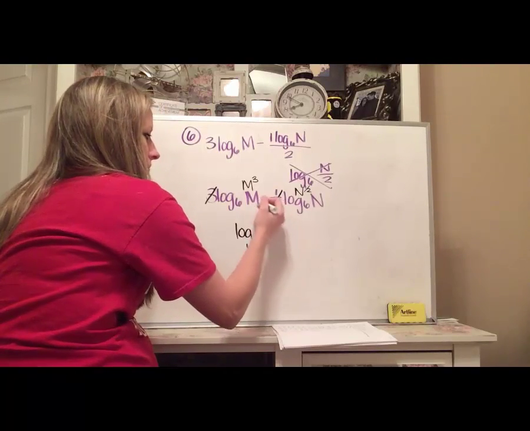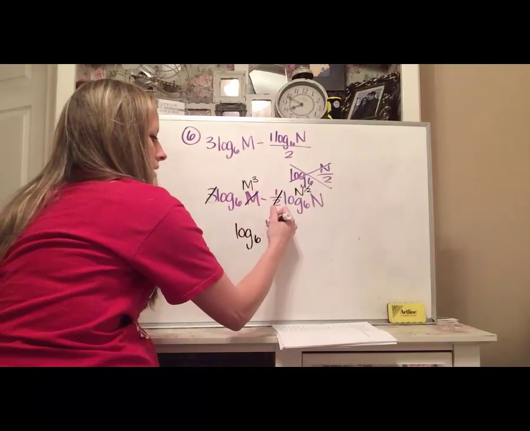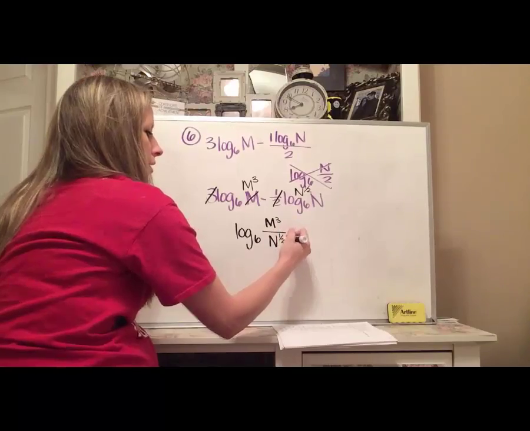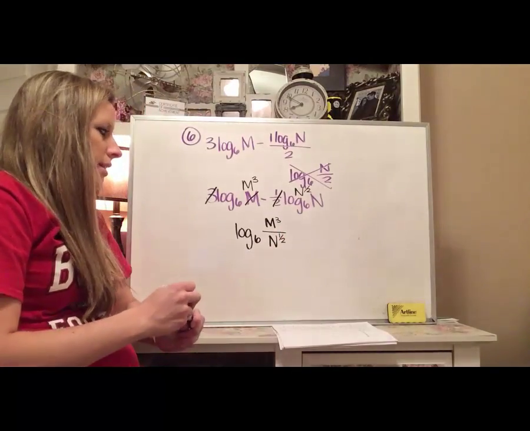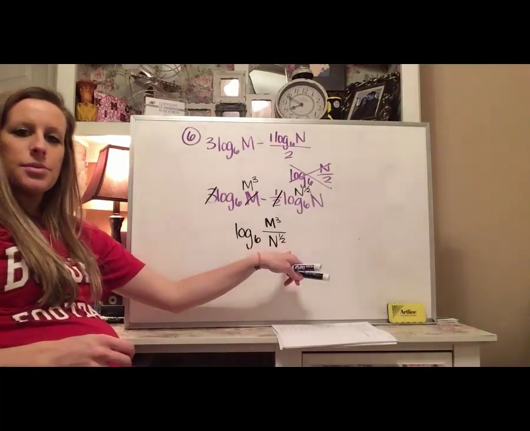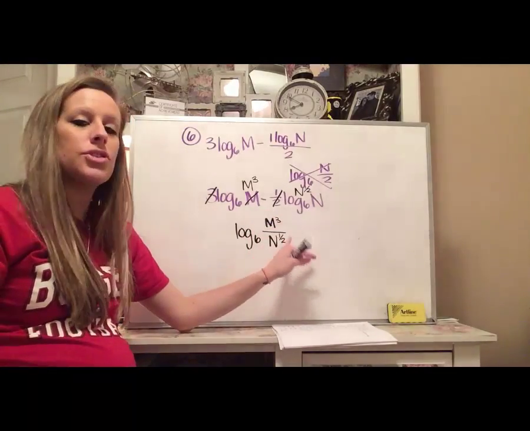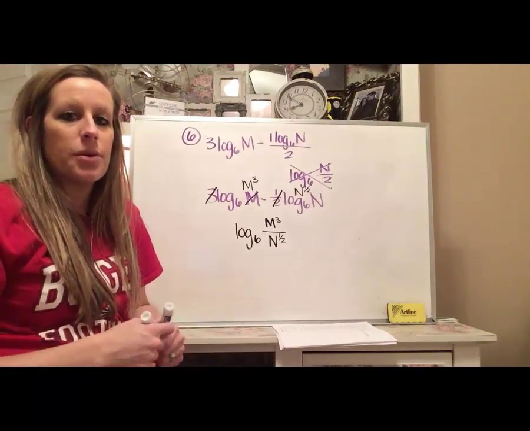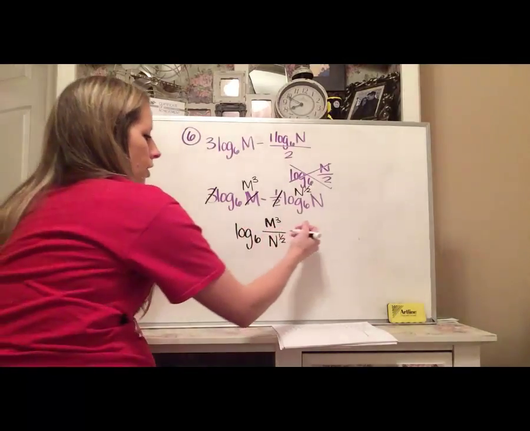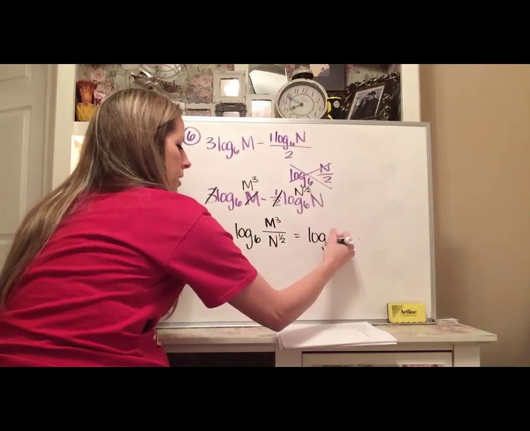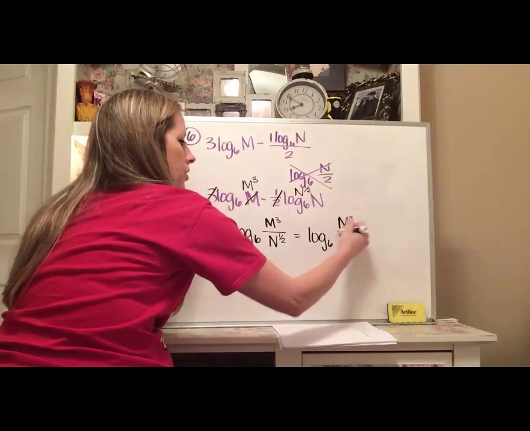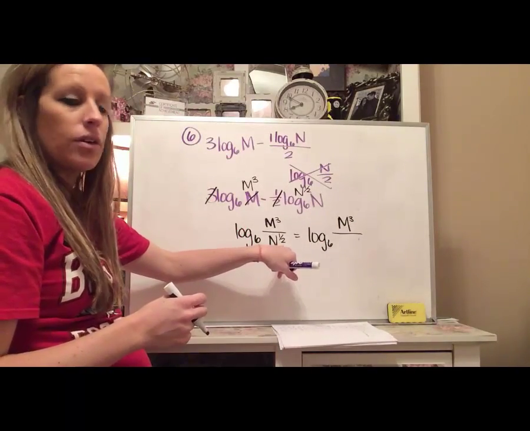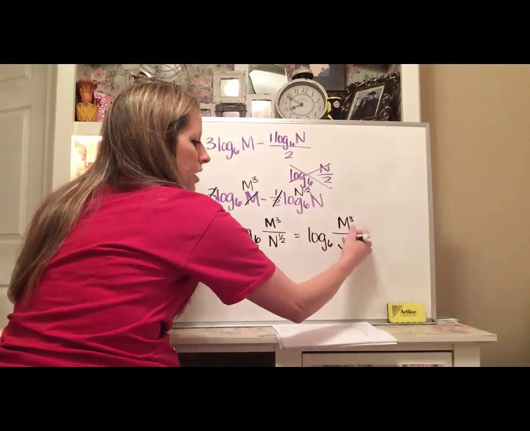So log base 6 of m cubed, remember we changed that, divided by n to the 1/2 power. Now see how we have a rational exponent? I want you to go ahead and fix that into a radical, just as a little practice, a little refresher on rational exponents. So this is going to be log base 6 of m cubed over, okay, if I want to change this rational exponent to a radical, anything to the 1/2 power is the same thing as square rooting it.